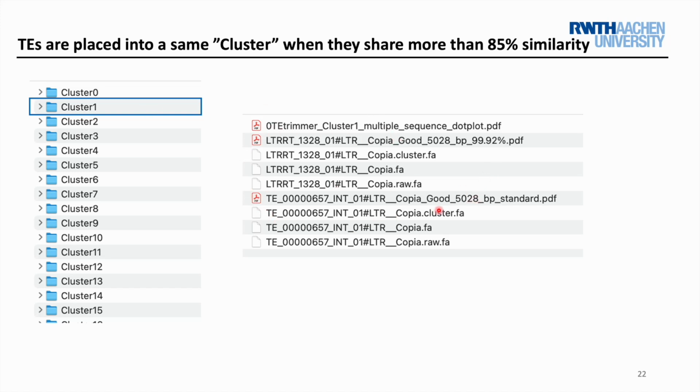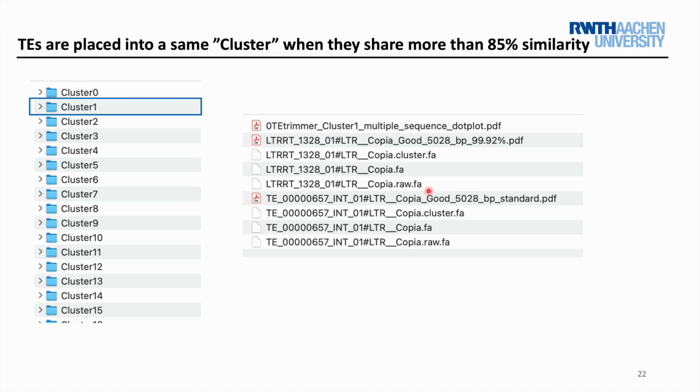You can also check they are classified as goods. This is also classified as good. And we also give the corresponding TE consensus sequence length here. And this is a standard, meaning this sequence compared with this one has 99.92% similarity. So during checking, you only need to choose one TE consensus sequence from each cluster. That will be sufficient. I need to check only one.